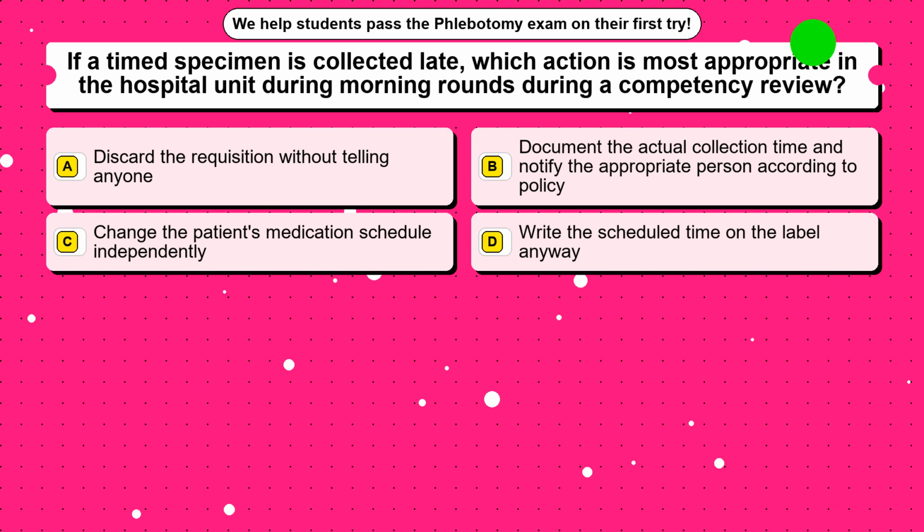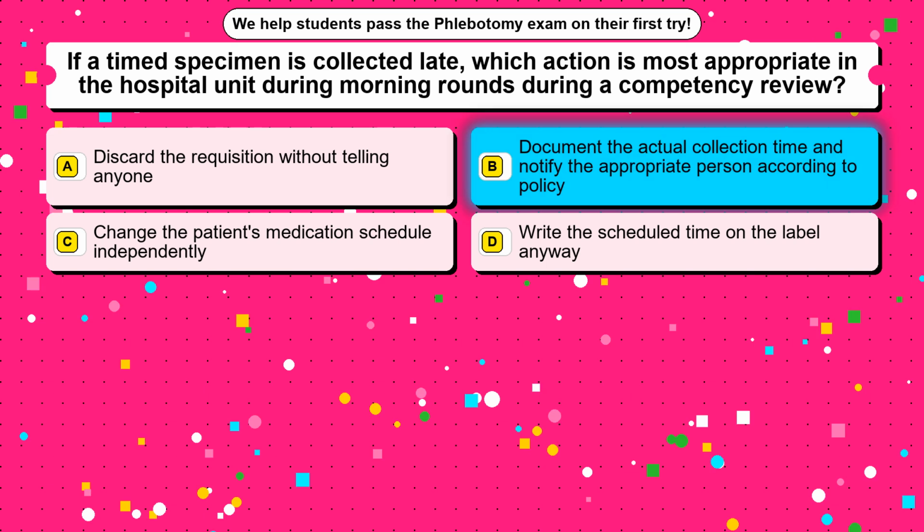Question 98. If a timed specimen is collected late, which action is most appropriate in the hospital unit during morning rounds during a competency review? Option A. Discard the requisition without telling anyone. Option B. Document the actual collection time and notify the appropriate person according to policy. Option C. Change the patient's medication schedule independently. Option D. Write the scheduled time on the label anyway. The correct answer is option B. Document the actual collection time and notify the appropriate person according to policy.